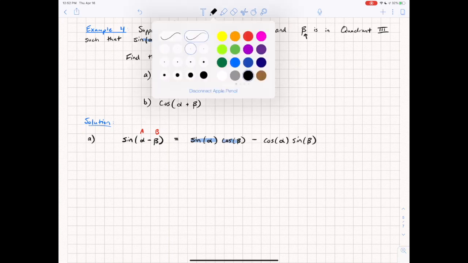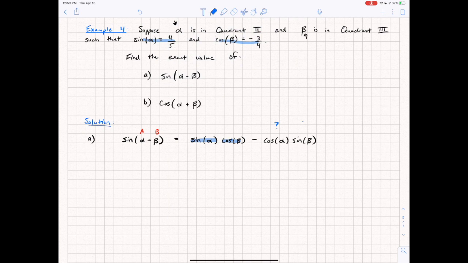But I do not know cosine of alpha and I do not know sine of beta. I don't know what these values are. I need to find these if I'm going to find the exact value for sine of alpha minus beta specifically. Now, when we find these, notice I just care about the ratios. I do not care about what the actual angles are. So that's another big misconception that I want to be clear on.